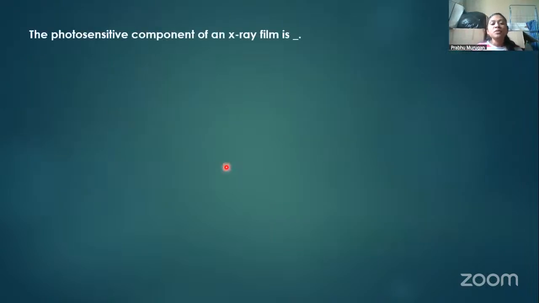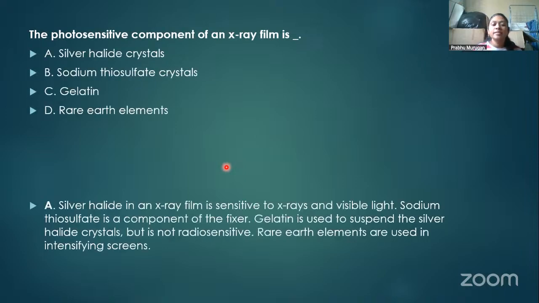Okay. The photosensitive component of an X-ray film is obviously the silver halide crystals. Because of that only, there is going to be a trap of X-ray electrons. So the most important photosensitive component of your X-ray film is going to be your silver halide crystals. Okay.